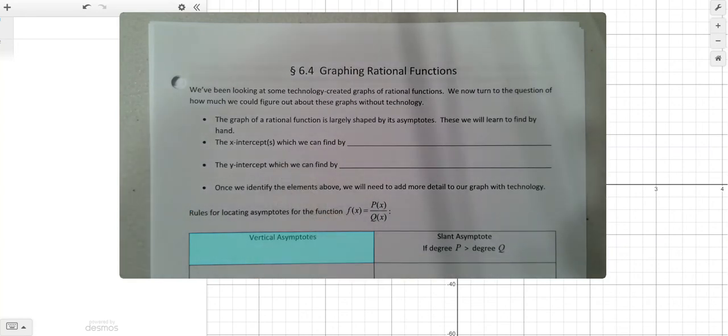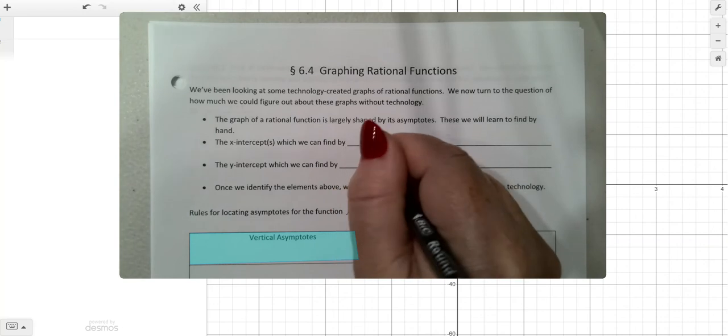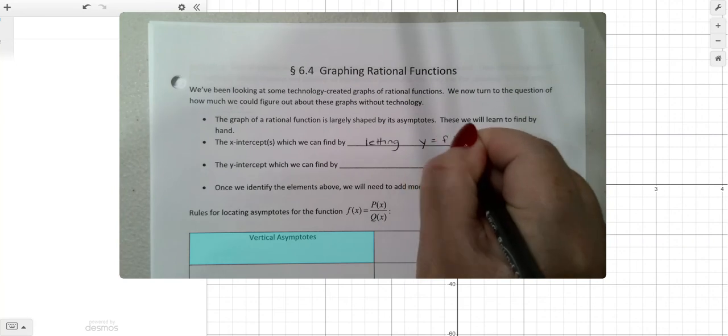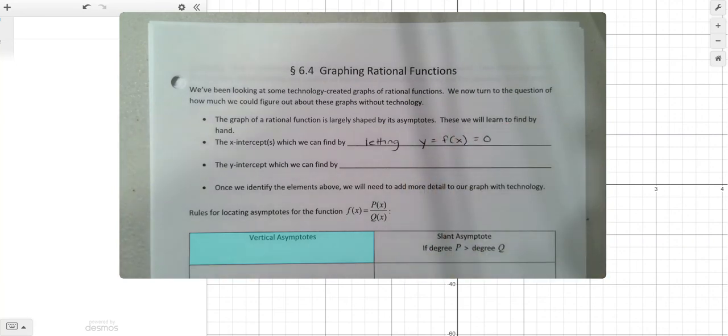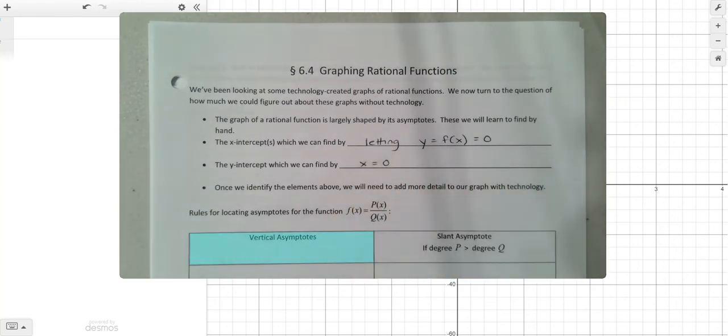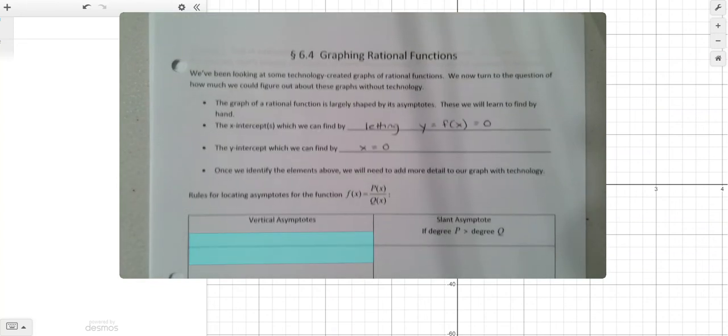The other two things which can be useful and which we already know how to find are x-intercepts, which we can find by letting our y value, or f of x, equal 0. And then the y-intercept, which we can find by letting x equal 0. Once we've identified these things, asymptotes and x and y intercepts, we'll be able to fill in things that we can't quite get yet by hand using technology. So let's talk about those asymptotes.